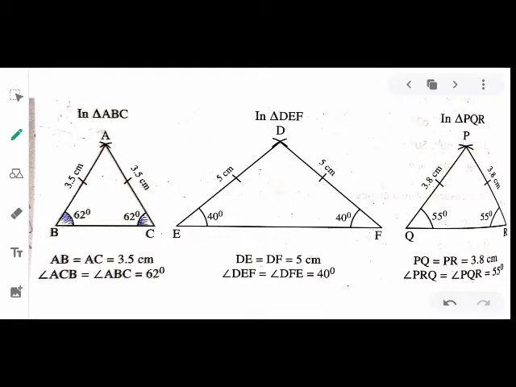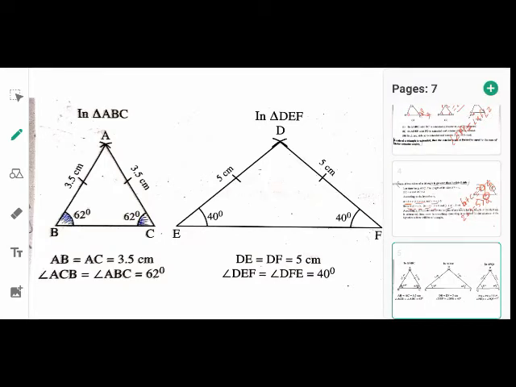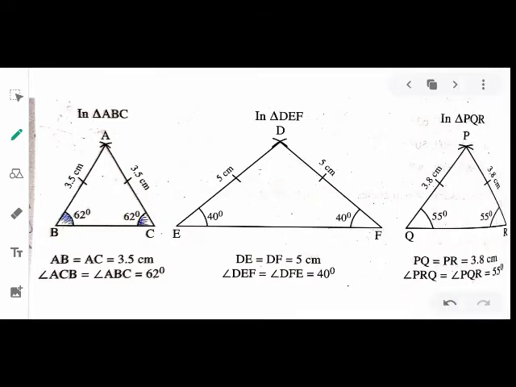Now the theorem I am going to tell you is the fourth theorem: the angle opposite to equal sides of a triangle is always equal. Here, you can see this side value is 3.5, and this side is also 3.5. It is our theorem number 4.